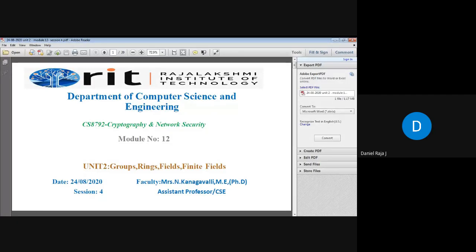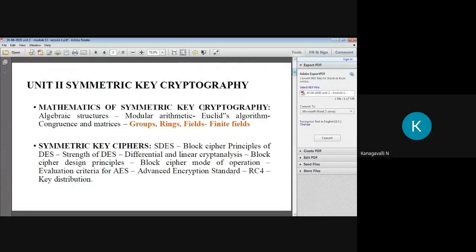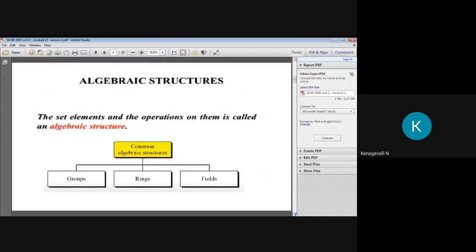Good morning, students. In our second unit, in the first half, the topics are groups, rings, fields, and finite fields. In the last class, I told you this is the continuation of the mathematics of symmetric cryptography. Today we will see groups, rings, fields, and finite fields. You already studied this in your discrete mathematics; I will just recall the topic.